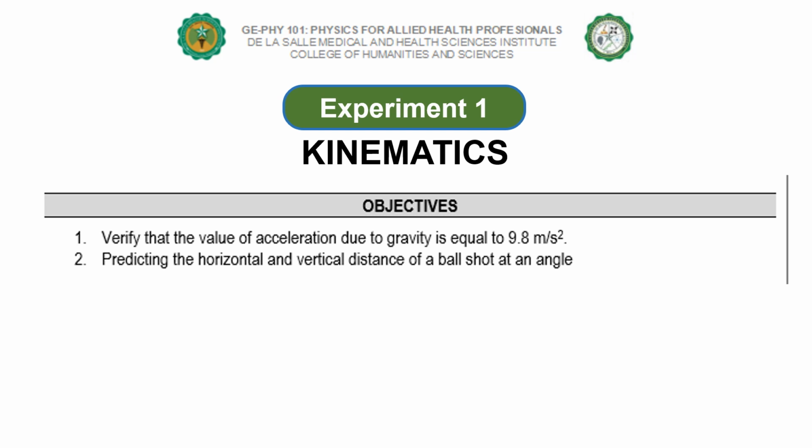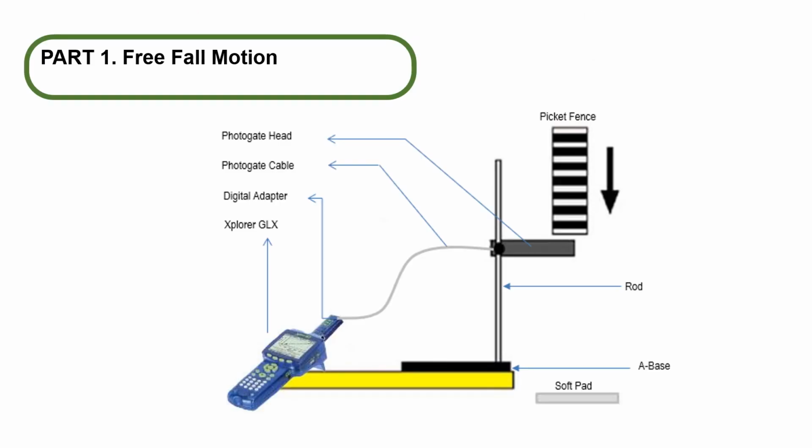Experiment number 1 again is about kinematics, and we have two parts for this experiment. The first part is to verify that the value of acceleration due to gravity is equal to 9.8 meters per second squared. And the second is to predict the horizontal and vertical distance of a ball shot at an angle. In this experiment, we have two parts. The first part is free-fall motion, and the second part is projectile motion.